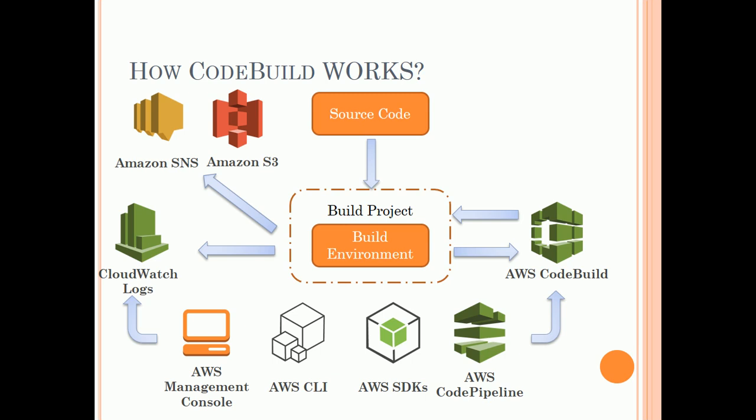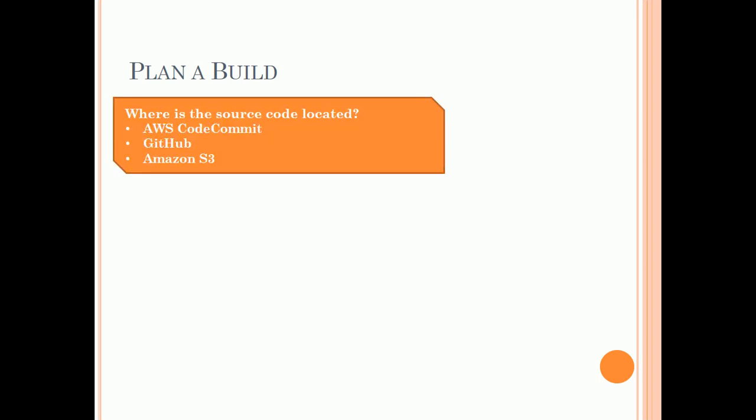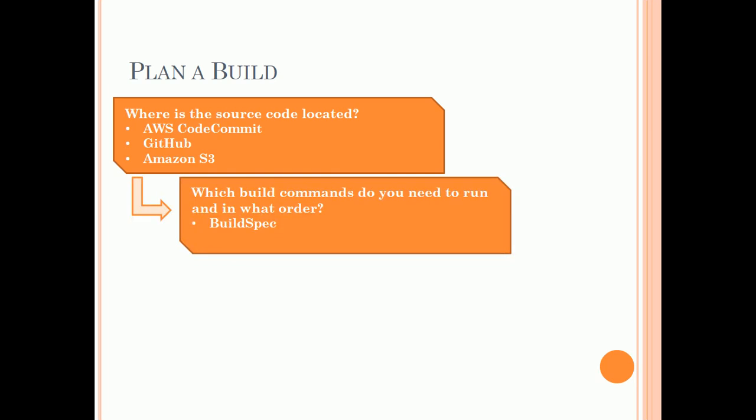Now let's see how we can plan a build. Plan a build. For planning a build, we need to answer 4 questions. First is, where is the source code located? AWS Code Build allows to create build from 3 source code repositories: Code Commit, GitHub, and Amazon S3, that is Simple Storage Service. Second is, which build commands do you need to run and in what order?